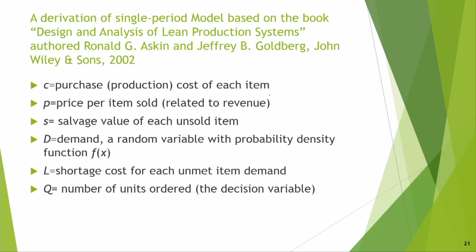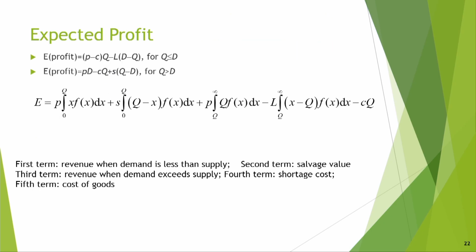C is equal to purchase production cost of each item, P is equal to price per item sold, it gives you revenue, S is equal to salvage value, that means once it has become waste, then what is its value, that is salvage value of each unsold item. D is equal to demand, which is a random variable with probability density function f(x), and L is equal to shortage cost for each unmet item demand. In that book they have used the pi symbol, but I do not want to confuse it with the symbol pi, so I have used the L, and Q is equal to number of units ordered, that means decision variable.